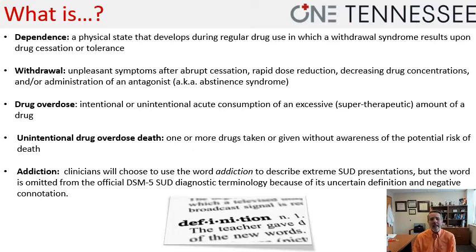Addiction. This is when someone has a moderate to severe opioid or substance use disorder as characterized by the DSM-5. So they've got 6, 7, 8 of those 11 categories on that list. They're using despite negative consequences, and they're psychologically, in addition to physically, dependent on a specific drug substance.